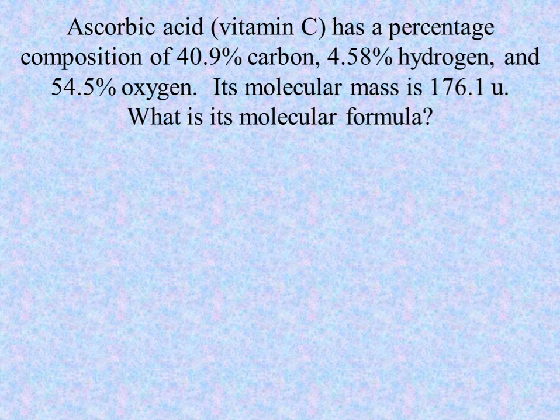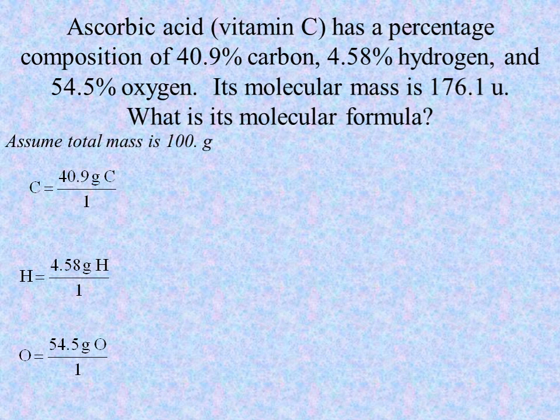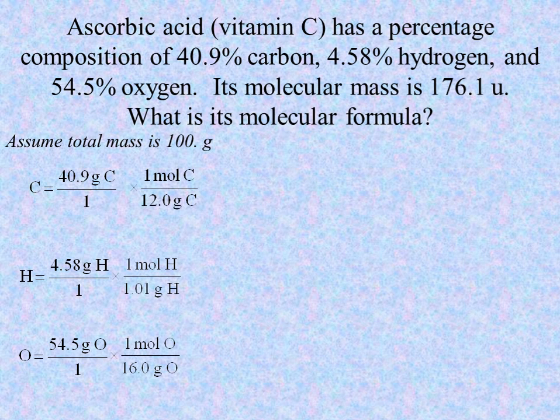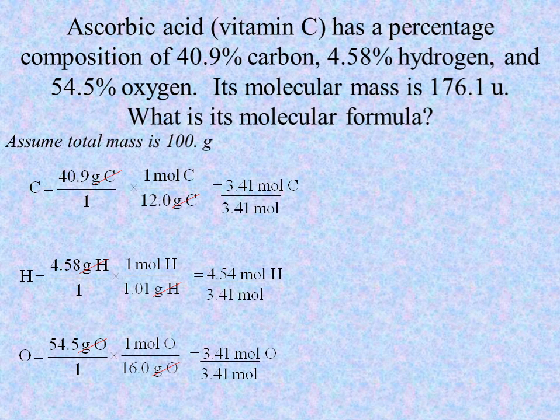Now in this case, we are not given an empirical formula for ascorbic acid, but we are given its percentage composition. So we can calculate that empirical formula by first assuming that the total mass is 100 grams, beginning with the masses of each element. We use their molar masses to convert them into moles. Comparing these mole numbers, we see that 3.41 is the smallest mole number, so we divide all of them by 3.41 moles.